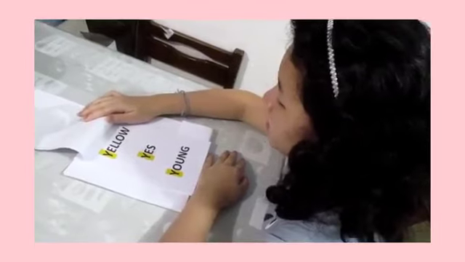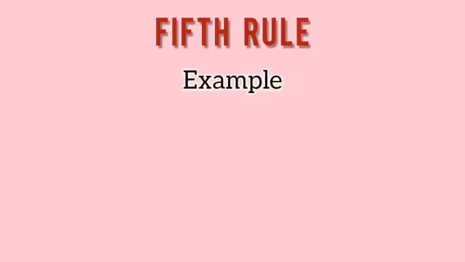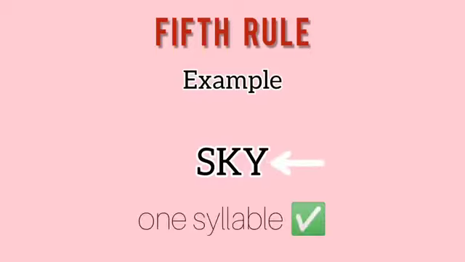Yellow, yes, young. While a Y at the end of a single syllable word, when preceded by a consonant, usually has the long I sound. For example, fly, cry, sky. As you noticed, since Y is at the end of the single syllable word, it has a long I sound.